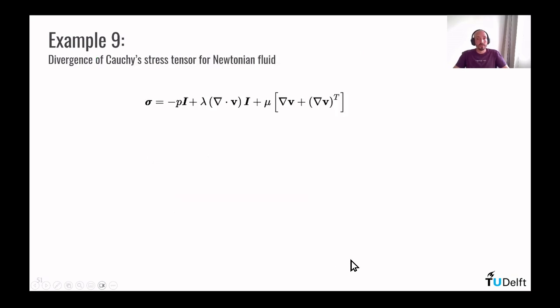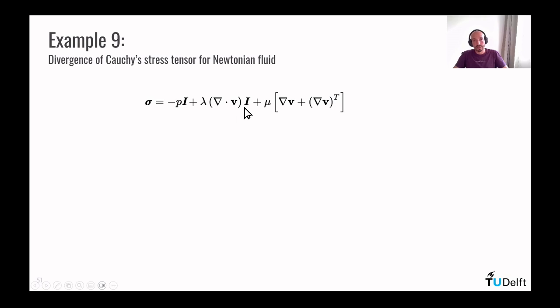Okay, now let's consider an example a bit more complicated. This is the Cauchy stress tensor for a Newtonian fluid. So this is the stress tensor, a rank 2 tensor. P is pressure. I is the rank 2 identity tensor. Lambda and mu are the Lamé parameters. So lambda is the first viscosity. Mu is the dynamic viscosity. They're scalars, okay? This is the divergence of the velocity vector.